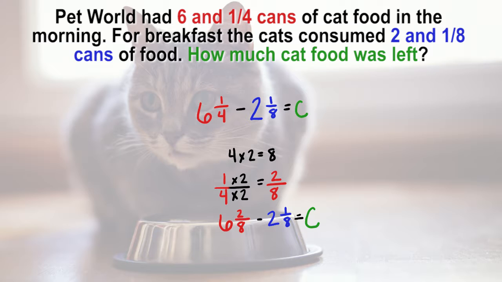Start by subtracting the wholes. 6 minus 2 equals 4 wholes. Then subtract the fractional parts. 2/8 minus 1/8 equals 1/8. There are 4 1/8 cans left.